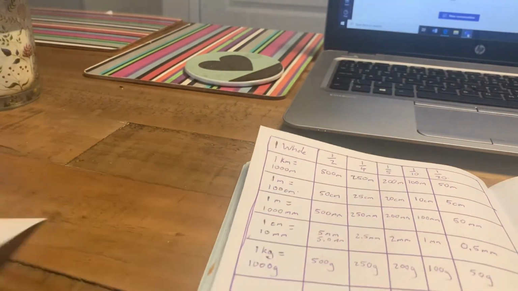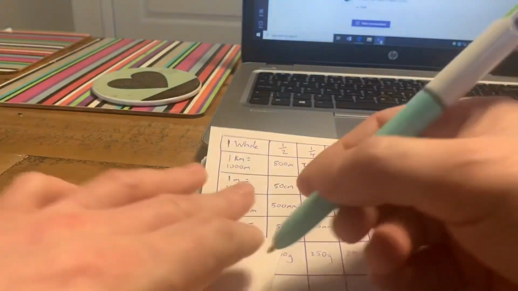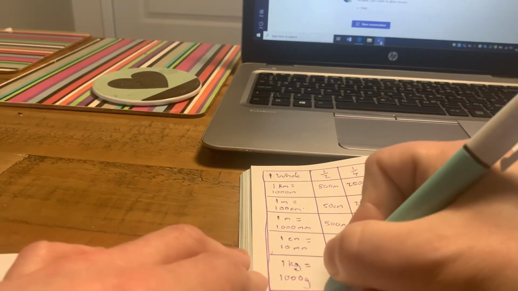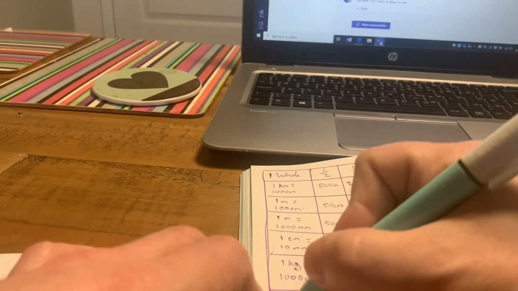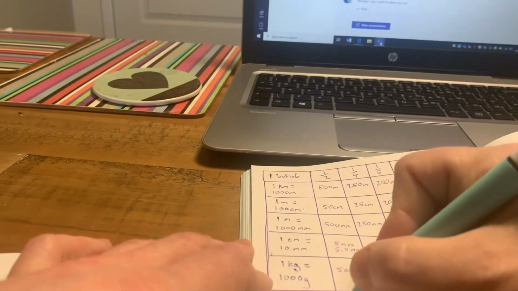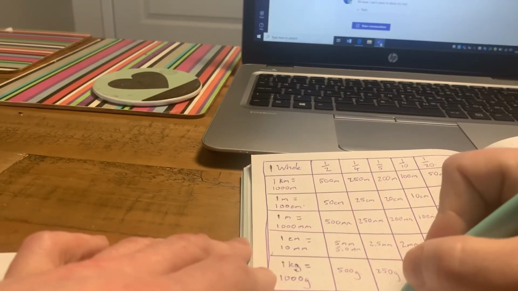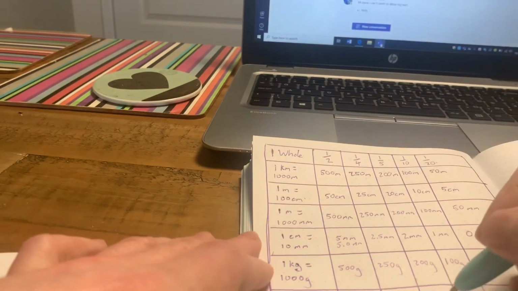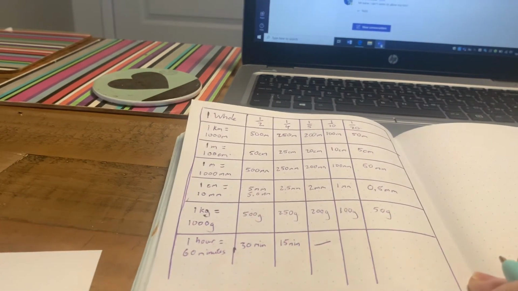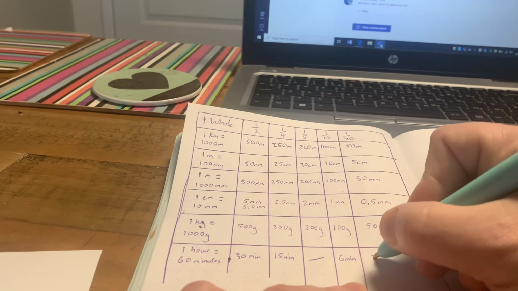It doesn't just have to be measure. We could also maybe look at a little bit of time. Okay. So 1 hour equals 60 minutes. Okay, so half an hour is half of the 60, that's 30 minutes. 1/4 of an hour, 15 minutes. Now to get a 1/5 is a little bit trickier. I'm just going to leave that one because it doesn't really need that just now. 1/10 of an hour is 6 minutes. And 1/20 of an hour is 3 minutes.